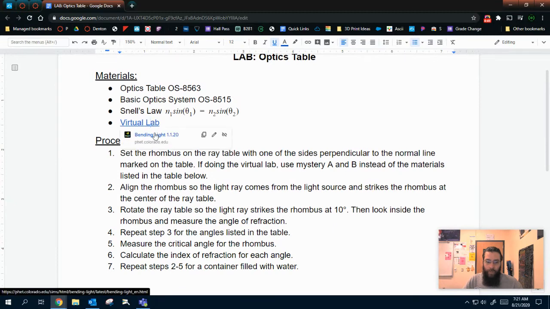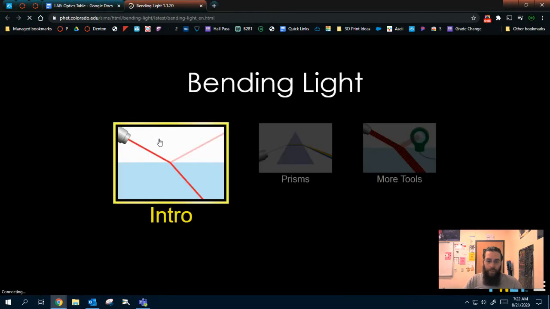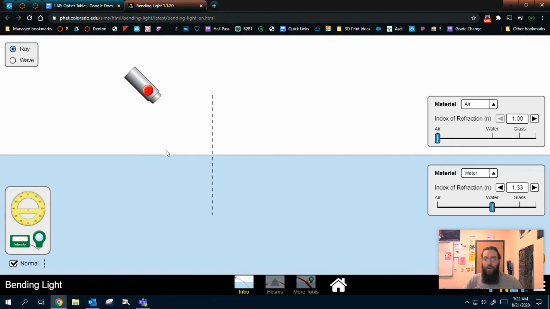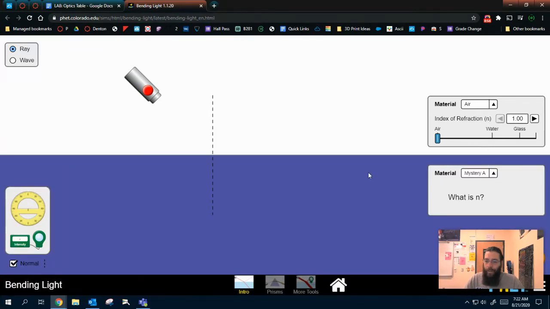We're going to start with the virtual lab, so I can go ahead and bring that up, and we're going to click the intro. Now, our goal is to find the index of refraction for these two materials. So I'm going to go ahead and switch from water down here to mystery A. You'll notice that we have a laser here. It goes from here to there.